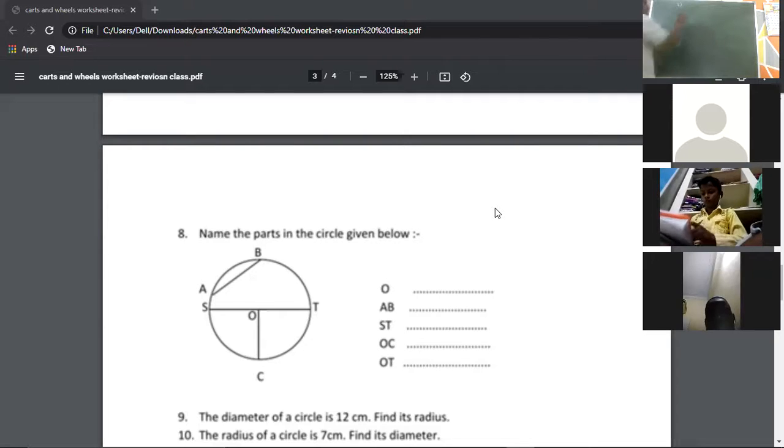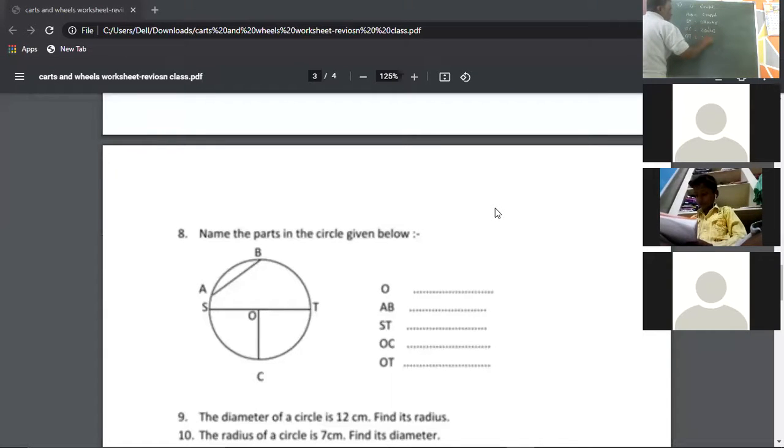Eighth question. O is called center of the circle. AB, chord of the circle. ST, diameter of the circle. OC, radius. OT is also radius.